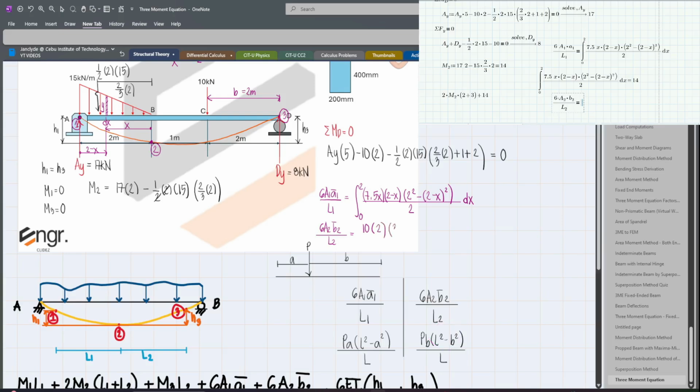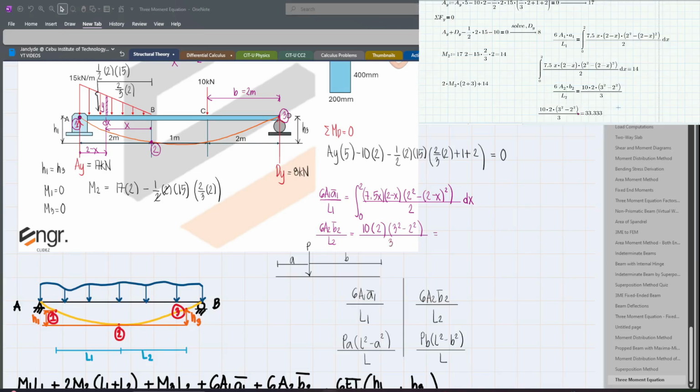So we have 3 squared minus 2 squared. 3 meters kasi yan. Yan yung L. Then divided by L2, which is also 3. So input natin yan. This is equal to 33.33. So para exact yung value, copy ko na lang. So plus, ito yung 6A2 bar B2 over L2. Then equals, we have 6EI.